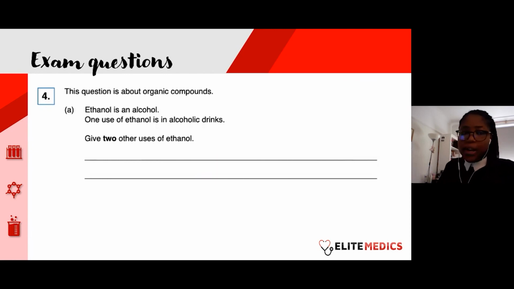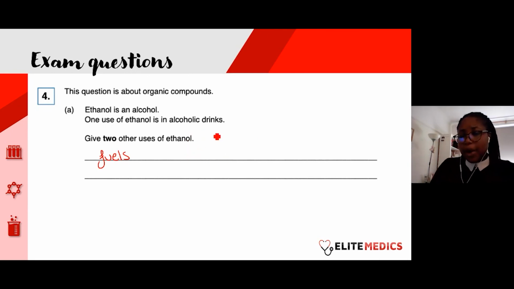Okay, question 4. This question is also about organic compounds. Ethanol is an alcohol. One use of ethanol is in alcoholic drinks. Give 2 other uses of ethanol. So 2 other uses of ethanol, remember we said that alcohols are really highly flammable, which means that they can be used as fuels. And in some parts of the world where they don't have good access to things like diesel and petrol, they might use ethanol in their cars instead.